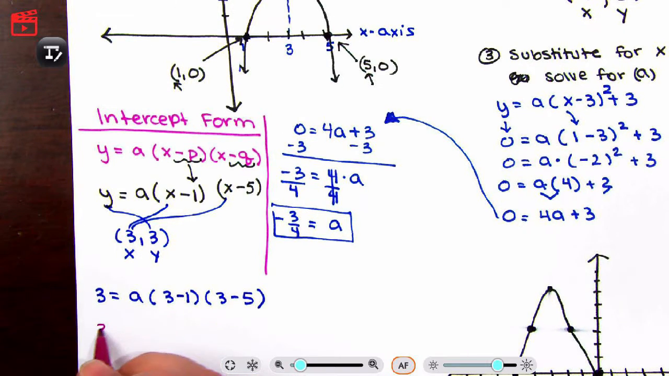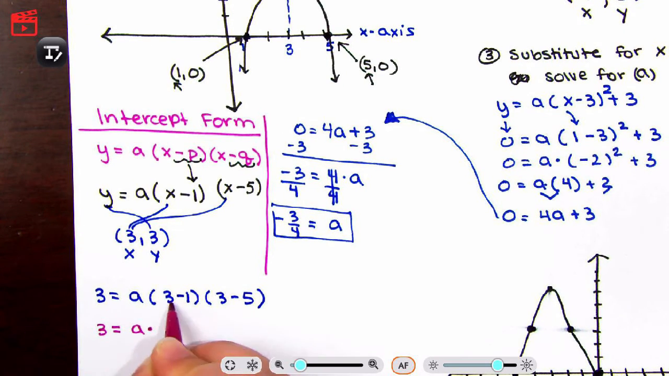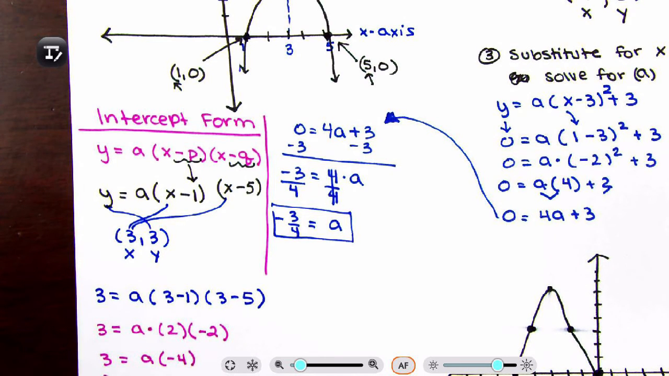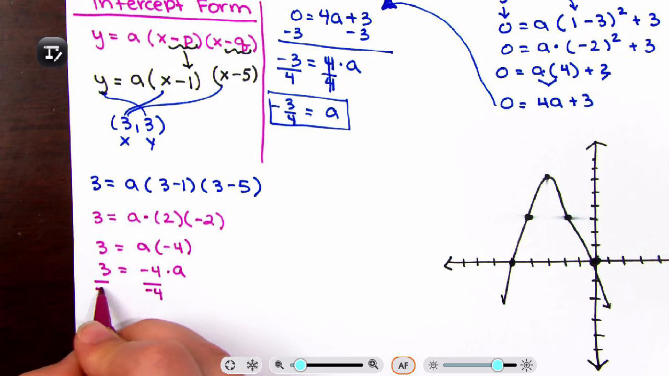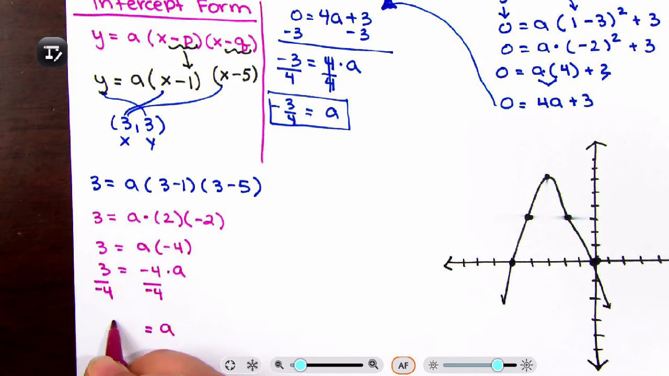I'm going to shift this up. So I have 3 is equal to a times 3 minus 1 is 2. 3 minus 5 is negative 2. So 3 is equal to a times negative 4. I'm going to rewrite this as negative 4 times a just because it makes me feel better. I'm going to divide by negative 4, divide by negative 4. So a is equal to negative 3/4.